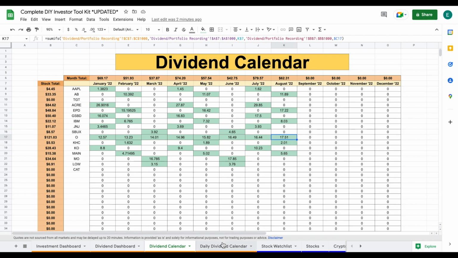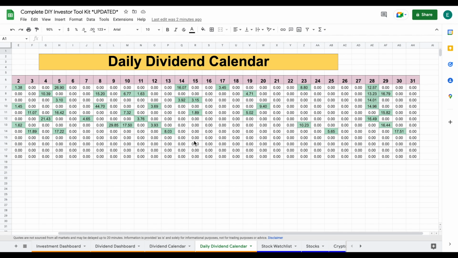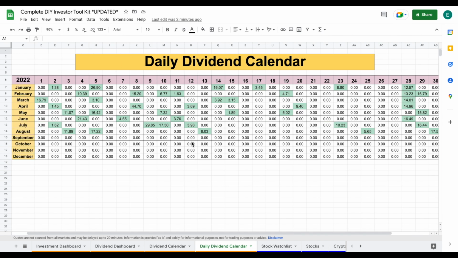Now moving forward, I also have my daily dividend calendar, and essentially this is just going to allow me to see which day of the month each of these stocks are paying me dividends, and so I can see what days I'm getting paid the most, what days I'm not paid any. Just another cool way to track your dividend income.